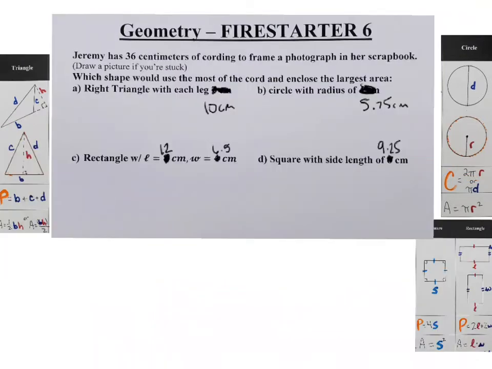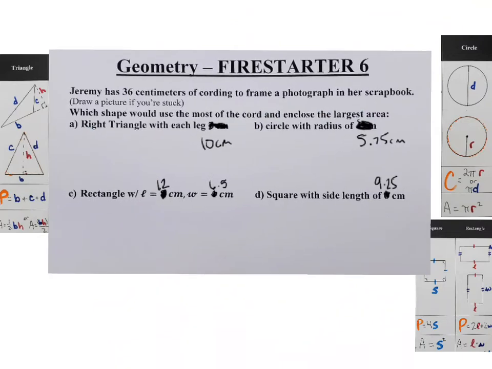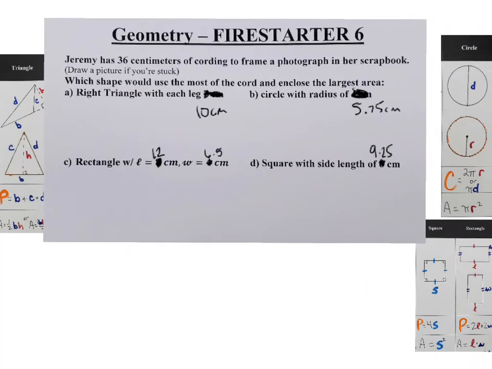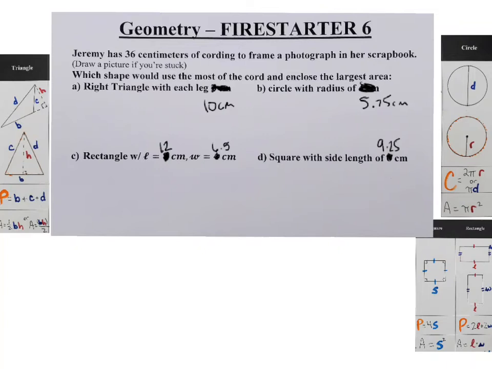Firestarter 7 is the exact, or I'm sorry, Firestarter 6 is the exact same thing. We did it in class. For your class, I didn't like the numbers I picked at first, so I did change it. So if you're doing it now, then just change the numbers. I like the numbers I use better anyhow.